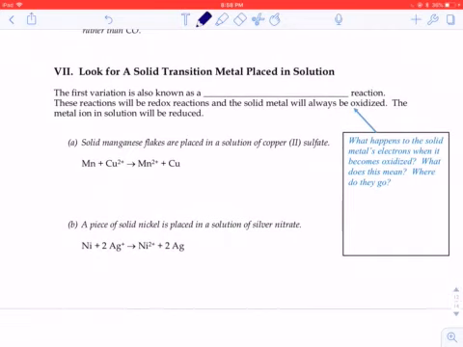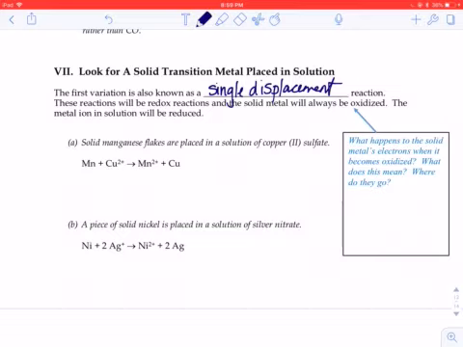If you see a solid transition metal placed in a solution, you have a single displacement reaction going on. There's redox reactions, and it says the solid's always going to be oxidized. And then it says, what does that even mean? What's going on there? So if we had solid manganese flakes, be careful, not magnesium, but manganese, a transition metal in the middle of the periodic table.